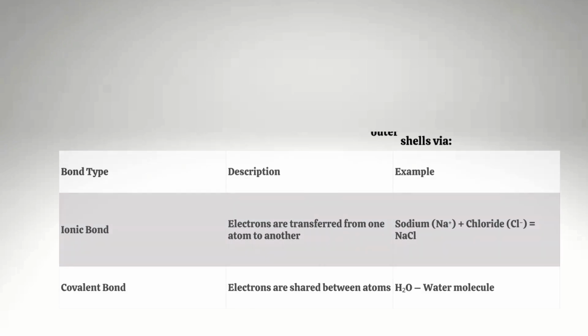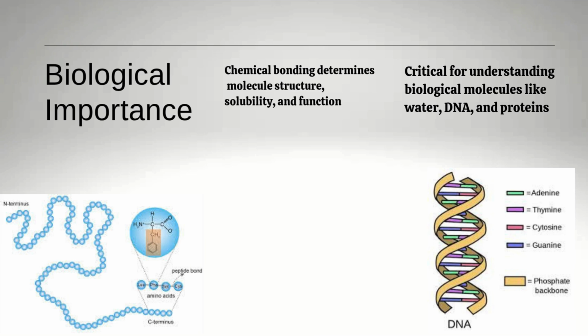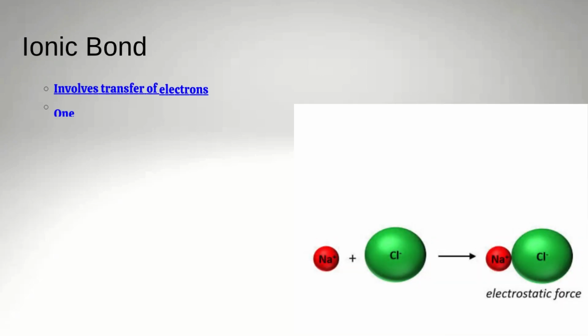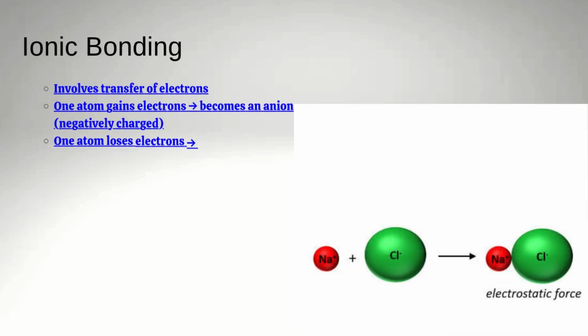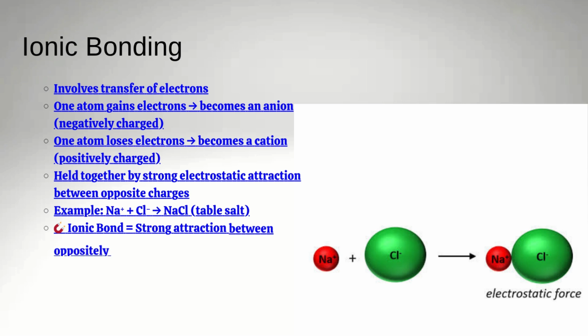Why should we care about chemical bonds in biology? Because bonding determines a molecule's shape, solubility, and function. If we want to understand DNA, proteins, or even water, we must first understand how atoms bond together. Let's look at ionic bonding. This involves the transfer of electrons. One atom loses electrons and becomes a positively charged cation. Another gains electrons and becomes a negatively charged anion. These opposite charges attract each other strongly, like in table salt, where sodium and chloride form an ionic bond.